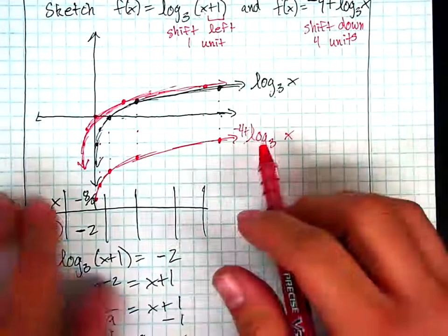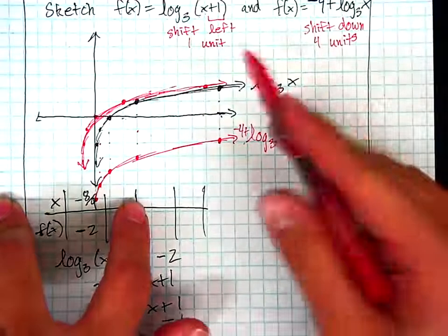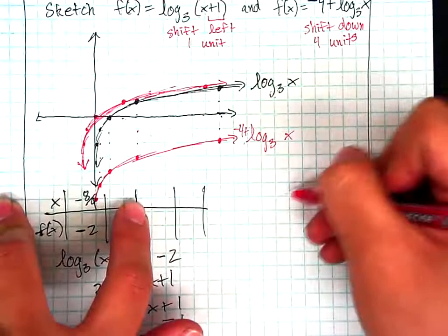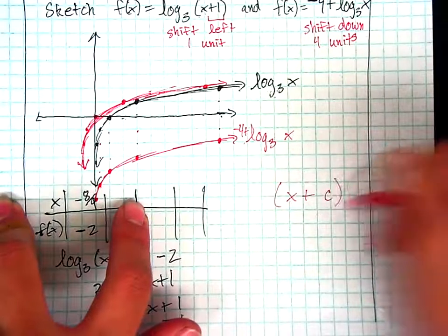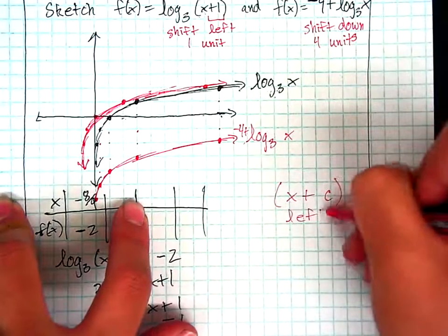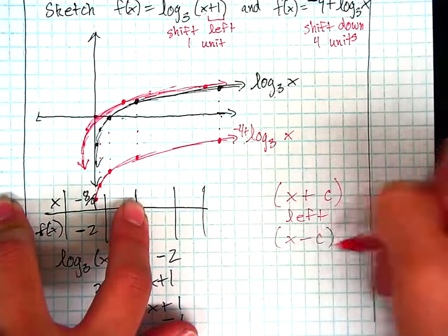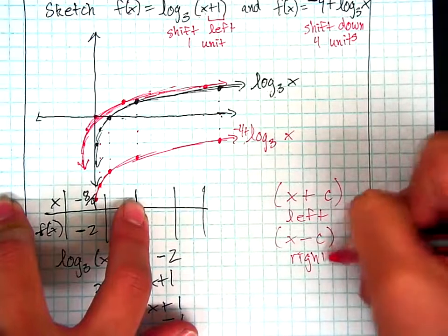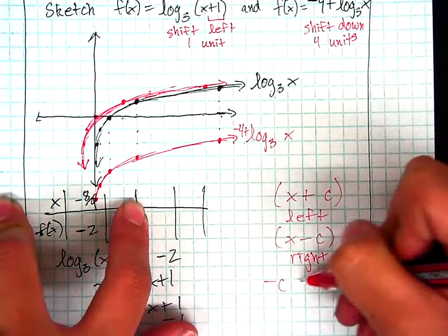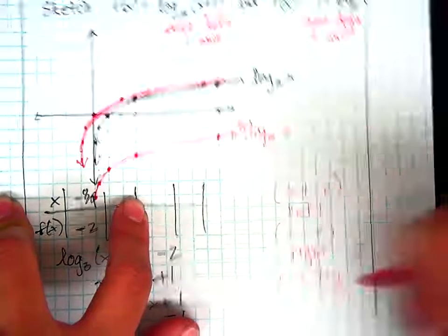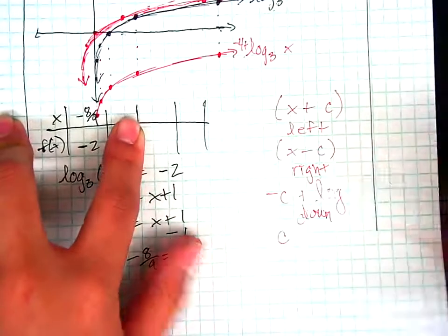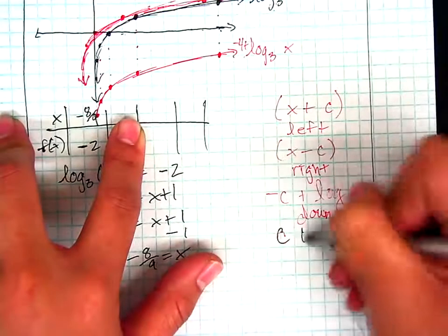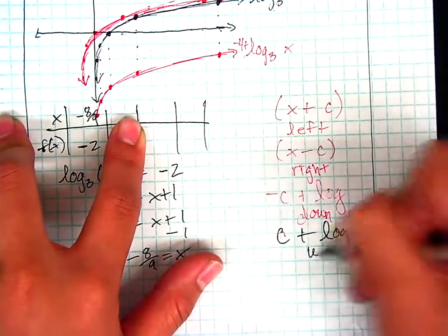Okay, so really it's just a transformation of our original. So if you're adding inside the x, let's just call it c, left, subtracting, right, plus log, down, and running out of room, time, up.